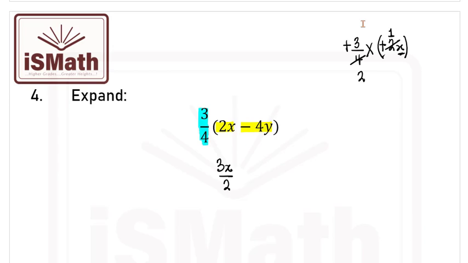And then for the next one, I have minus, because I don't just drop down the minus; I have to consider first of all the sign of the number outside. So in opening the bracket, I have to multiply plus 3 over 4 by minus 4y. I'm also going to show you on this side of the screen what is going on in my head. So I have 3 over 4 times minus 4y.